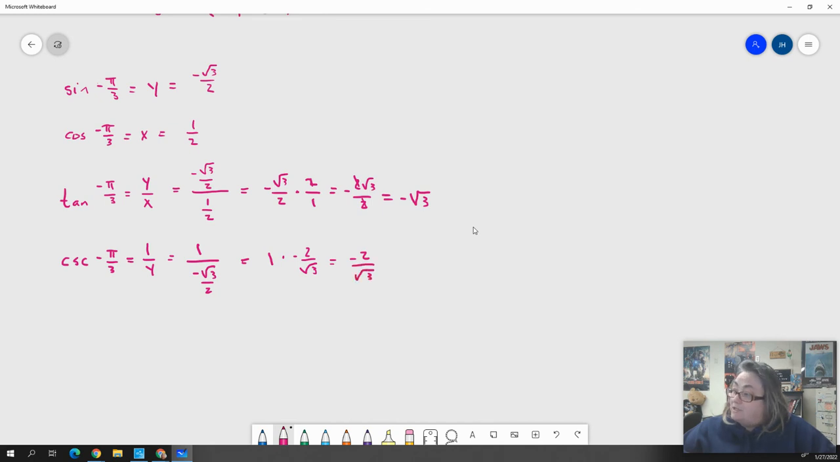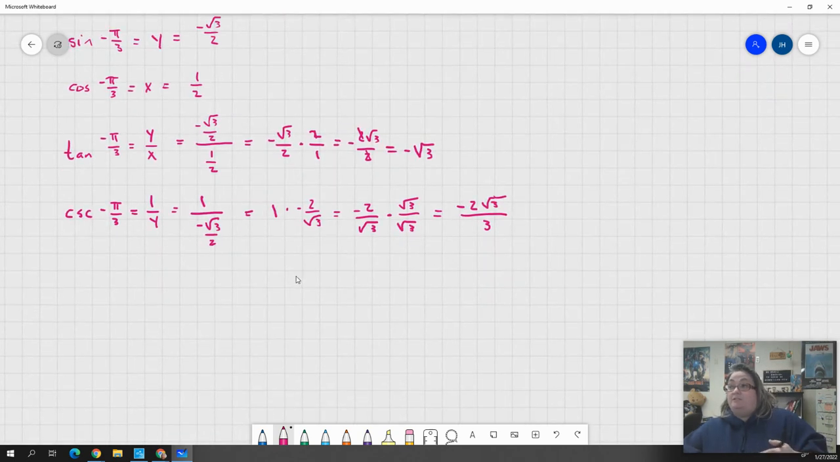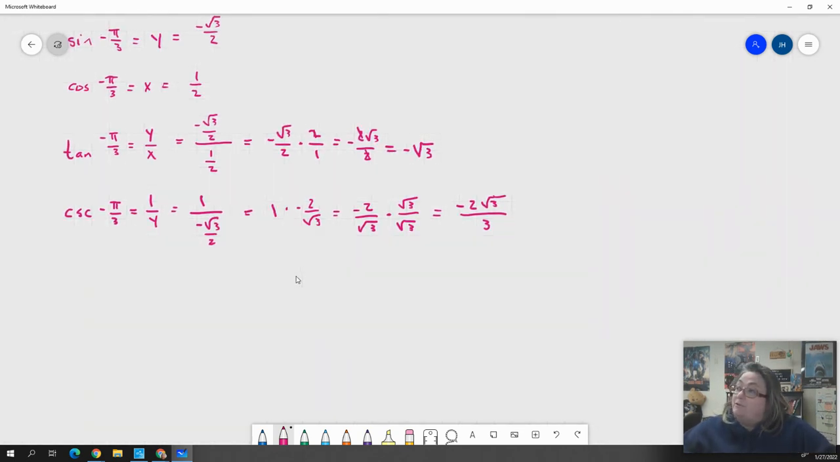And we're going to have to rationalize that. We got to get rid of that square root in the denominator, and we just multiply it times itself. So we've got negative radical 3 over negative radical 3, and that is going to give me minus 2 rad 3 over 3. So you do have to play with these a little once you start getting into the inverses. So that handles our cosecant.